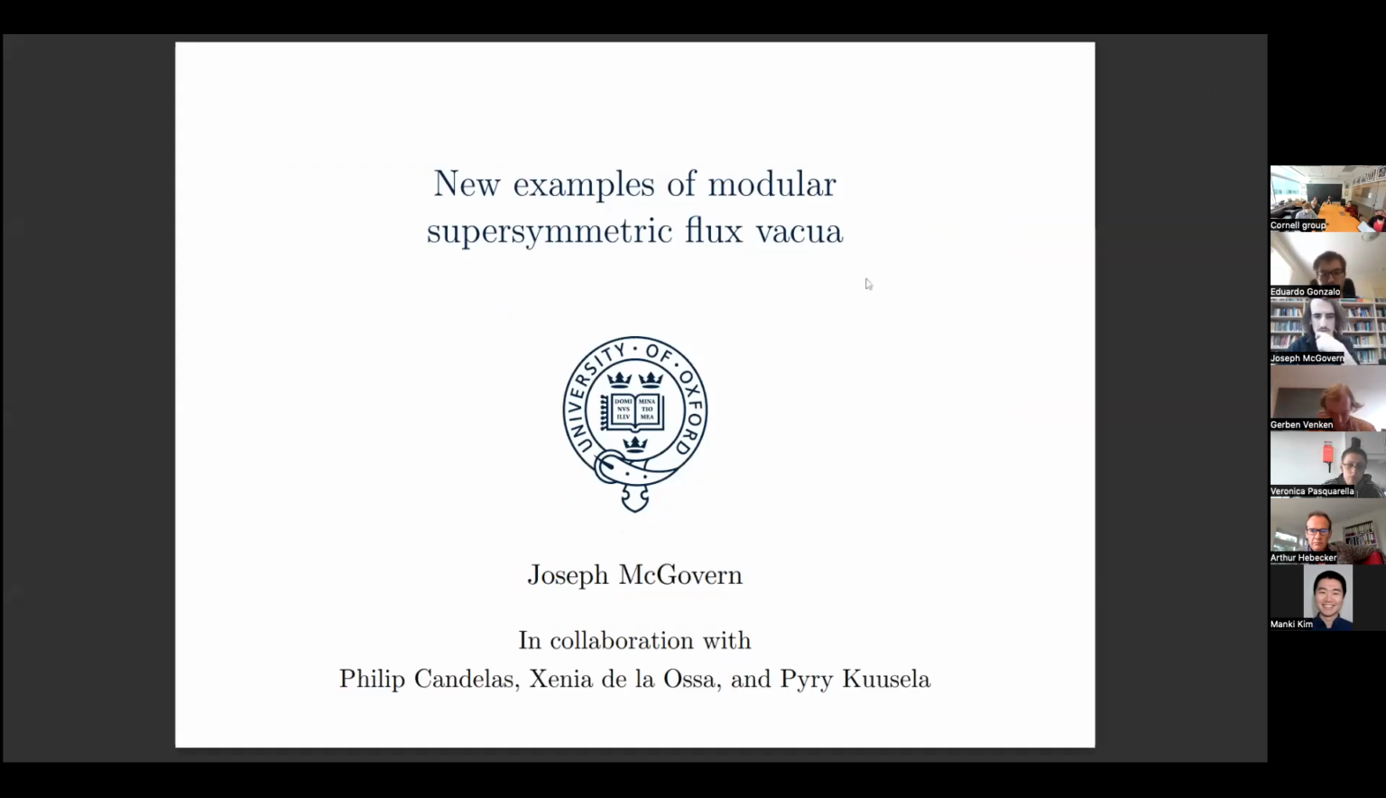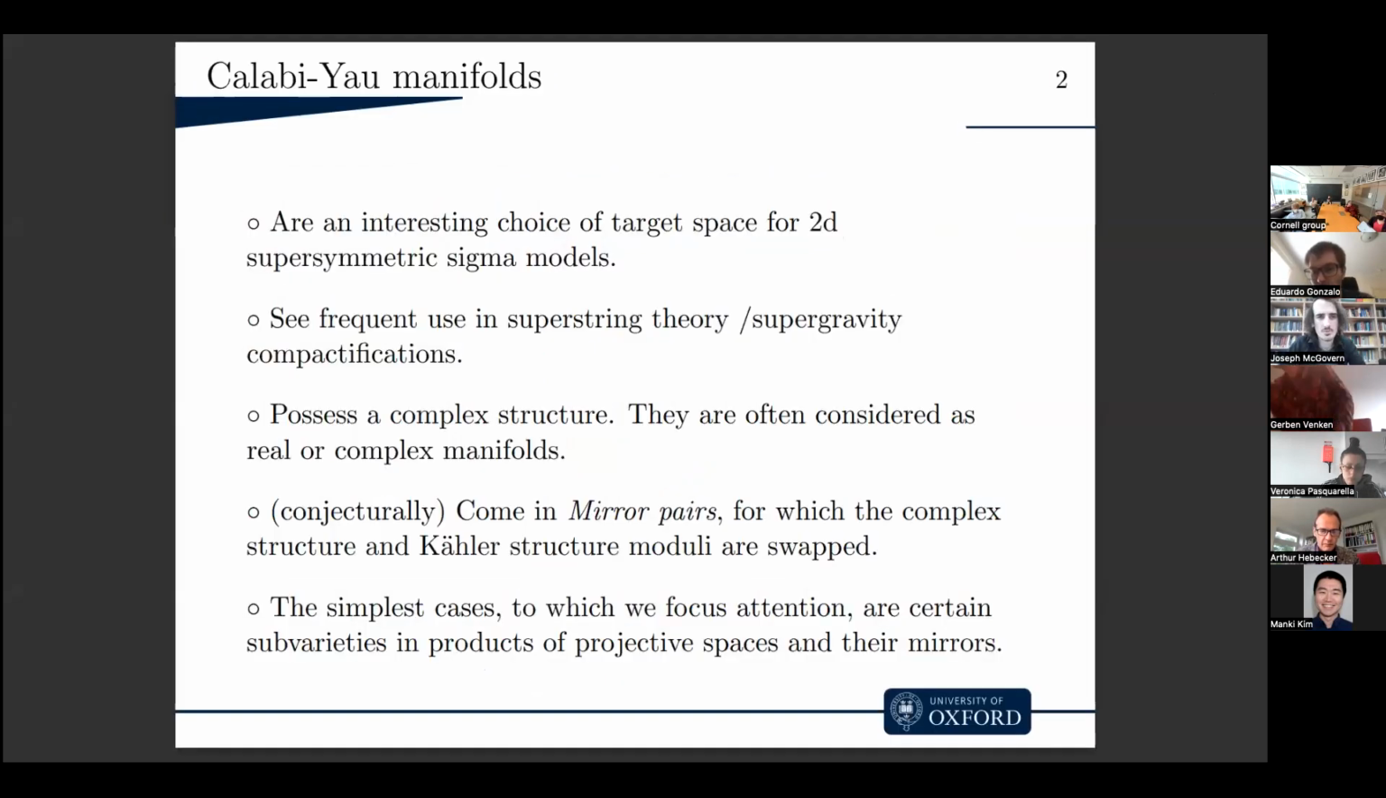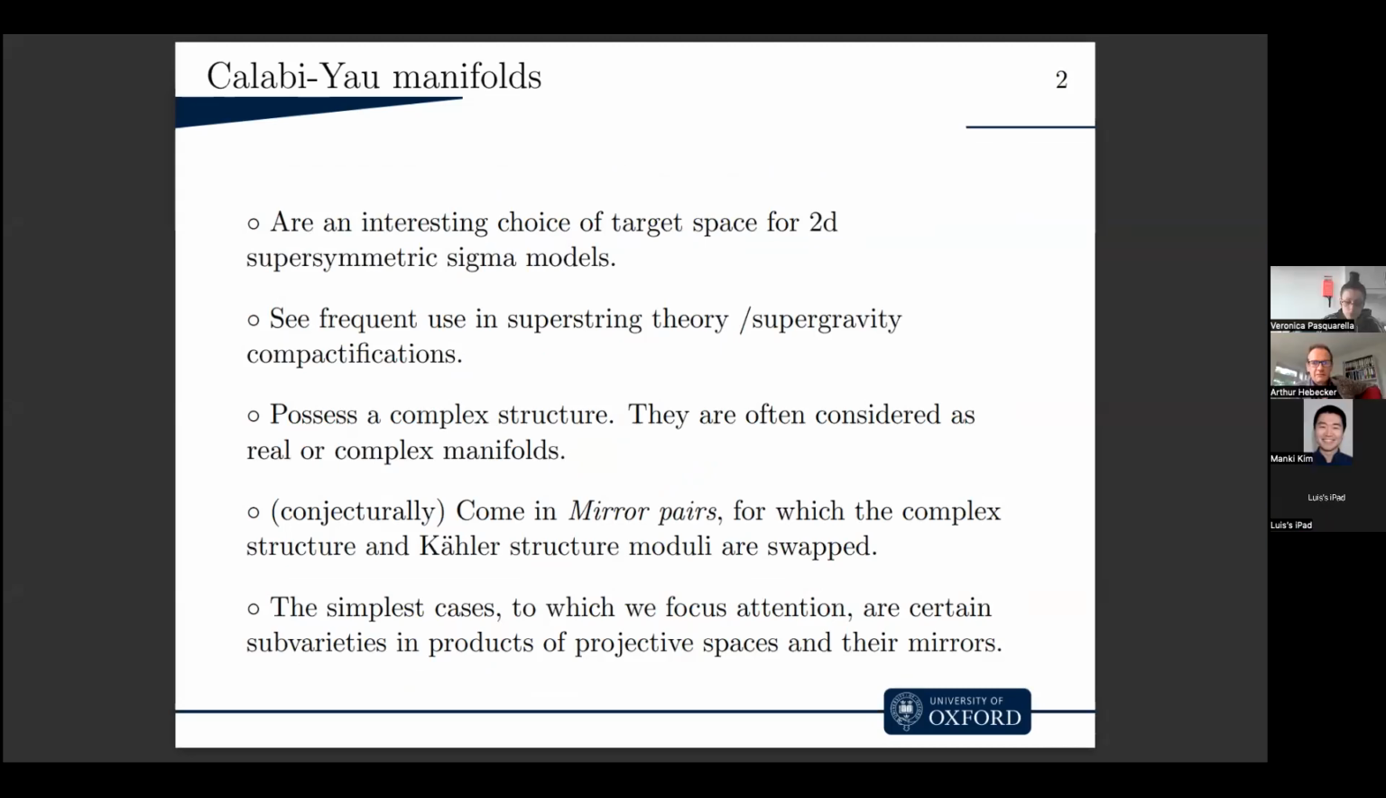Okay, so this is based on ongoing work with my supervisors, Philip and Xenia, and another student, Puru, who's recently taken up his postdoc position. So the objects of interest are Calabi-Yau threefolds, and there's a lot that could be said about these. And what I'd like to advocate today is the viewpoint where you can consider these as varieties over finite fields. So really, we're used to considering these as complex varieties or as real manifolds.